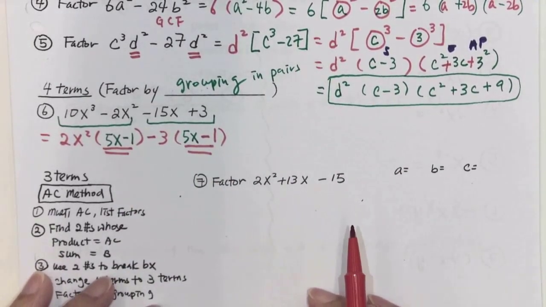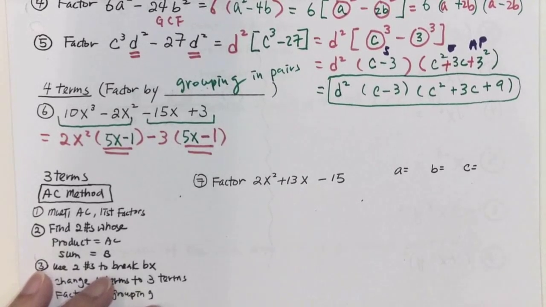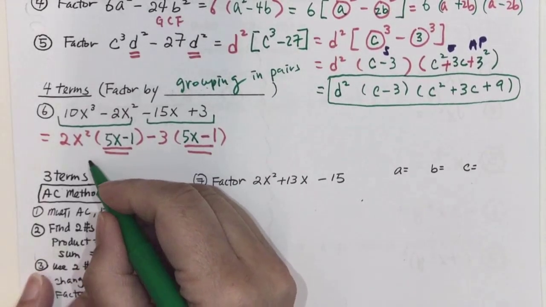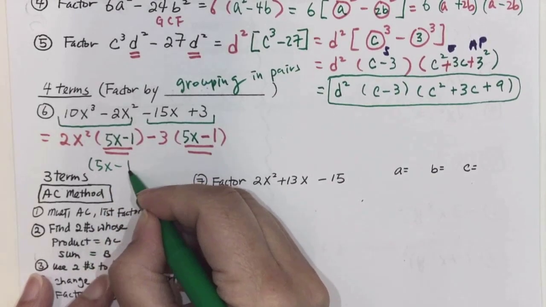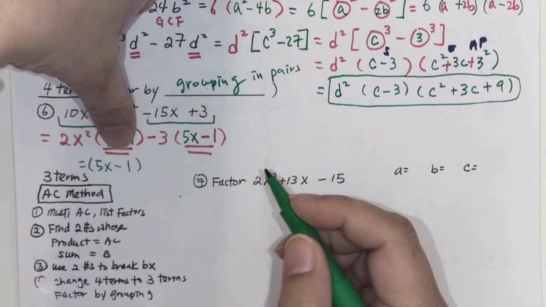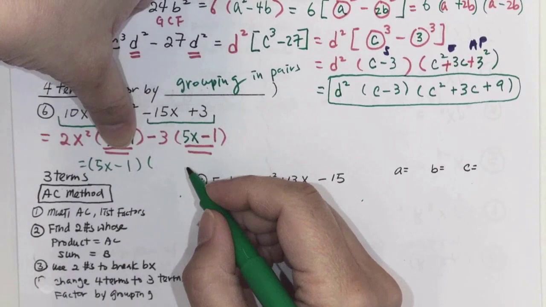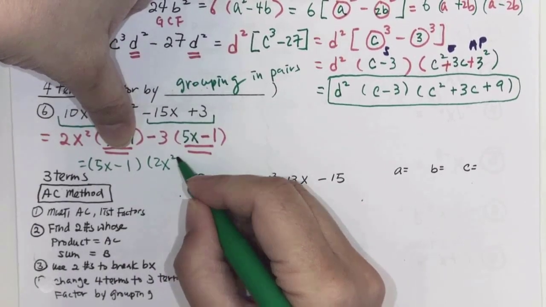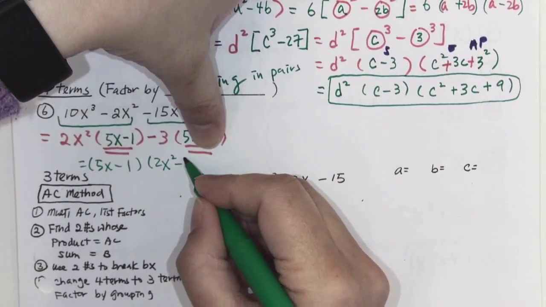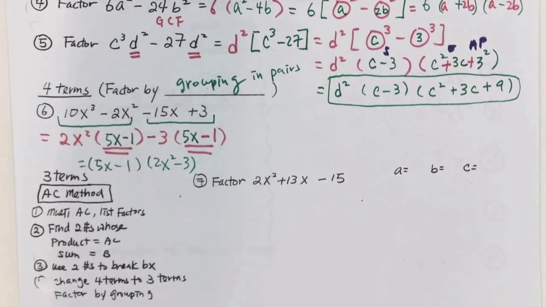Okay, so now the common factor is 5x minus 1. And then after you pull that out, you still have 2x squared minus 3. Okay? So that's it. I don't think you can go any further than that.